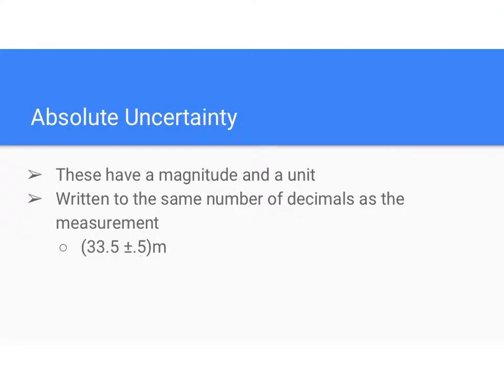Now, once we have these, we'll write them in that fashion that we just showed you. 33.5 plus or minus 0.5 is another example of this. This is what we call the absolute uncertainty. This is the uncertainty that we get from the measuring device. It has a magnitude in a unit. We write it just like you see here and just like we did in the previous slide. And again, when we write the absolute uncertainties, the decimal place of the uncertainty and of the measurement always need to match.